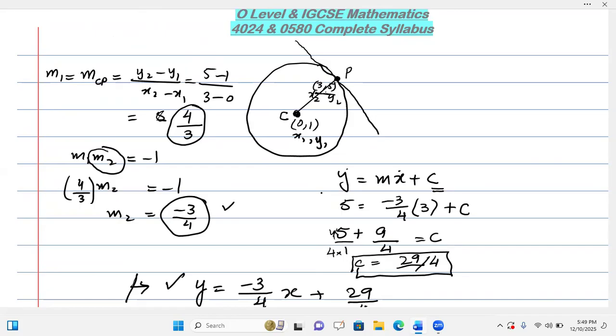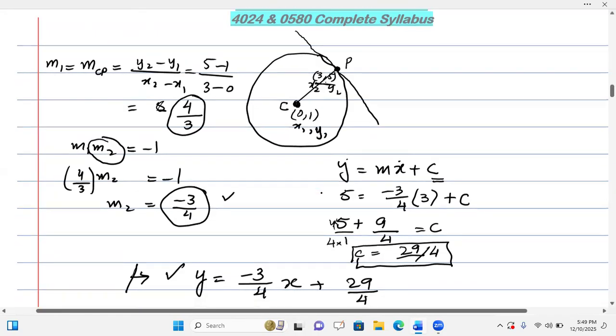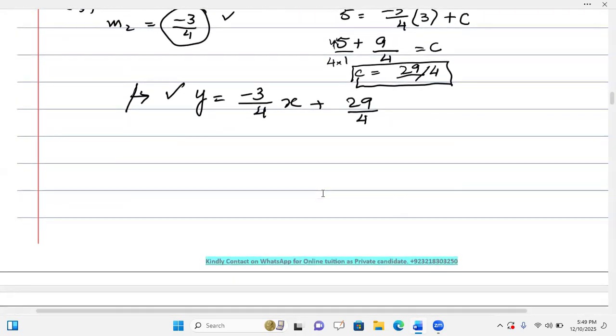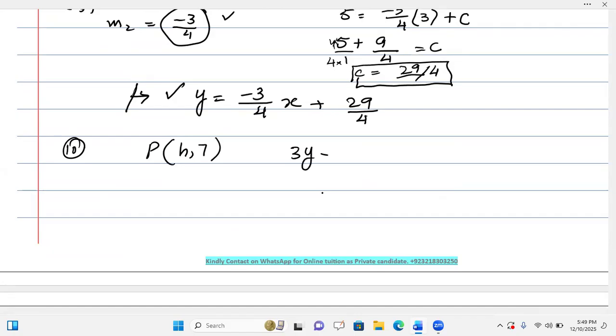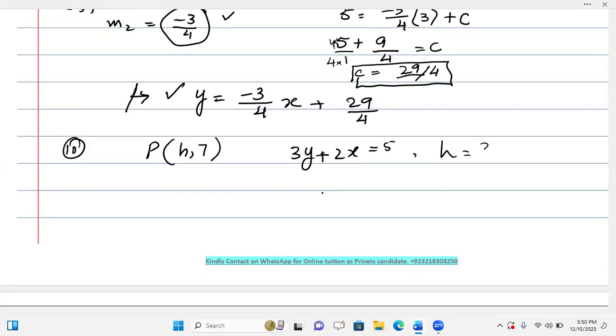If we try some other question, he has said P is the point which has the vertices h comma 7. It is just like question number 10. And P lies on the line 3y plus 2x is equal to 5. So this point is lying over there and he is saying find the value of h.